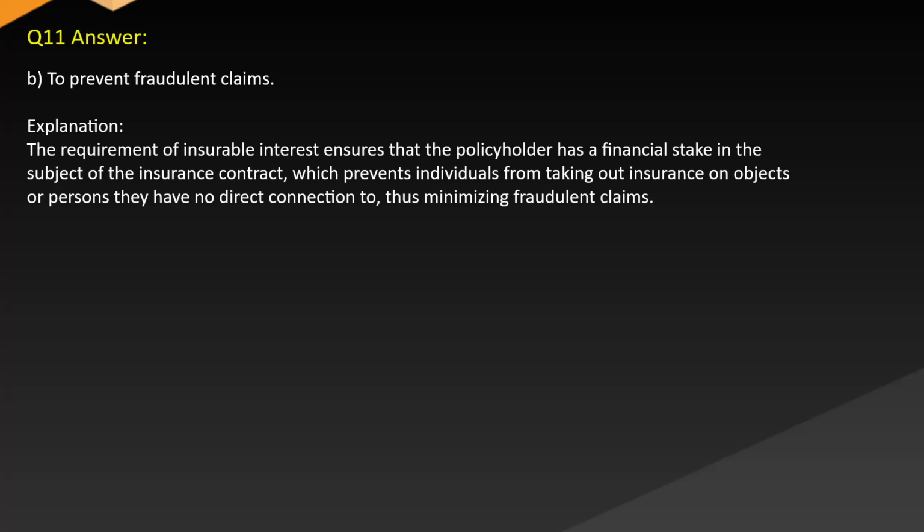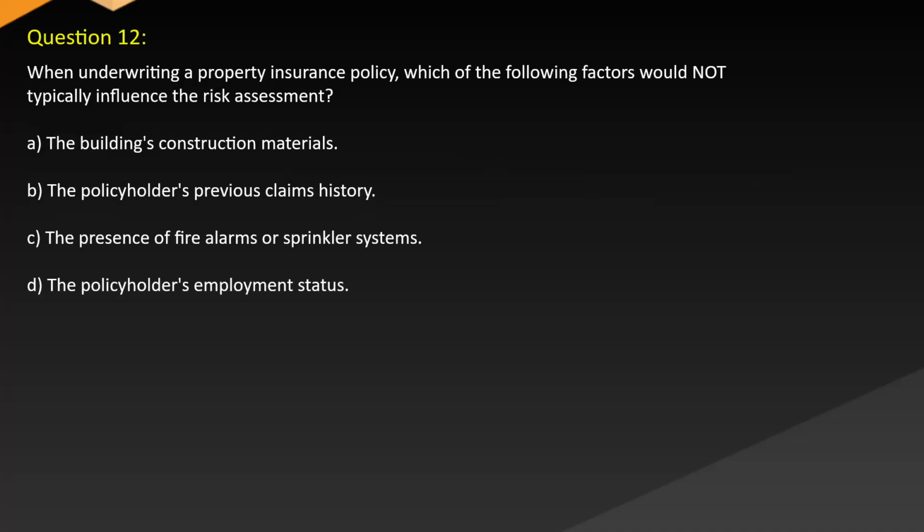Answer: B. To prevent fraudulent claims. Explanation: The requirement of insurable interest ensures that the policyholder has a financial stake in the subject of the insurance contract, which prevents individuals from taking out insurance on objects or persons they have no direct connection to, thus minimizing fraudulent claims.